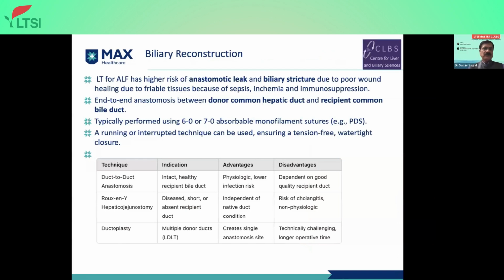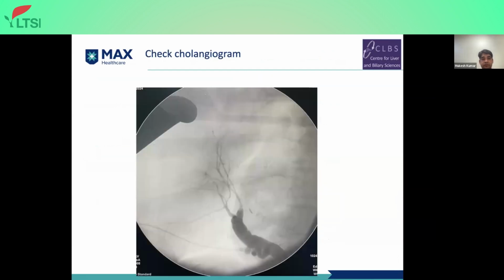So biliary reconstruction ideally should be done duct to duct, as the bowel is very edematous, but in a pediatric patient we sometimes had to do HJ as well. But duct to duct is preferred when it can be done. A check cholangiogram can be done after this biliary reconstruction to check for narrowing or leak.